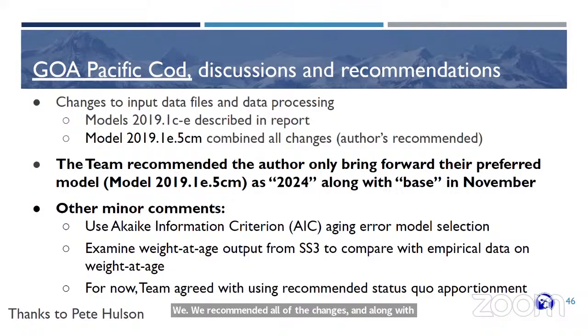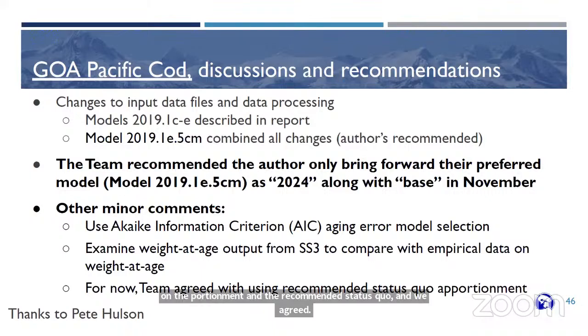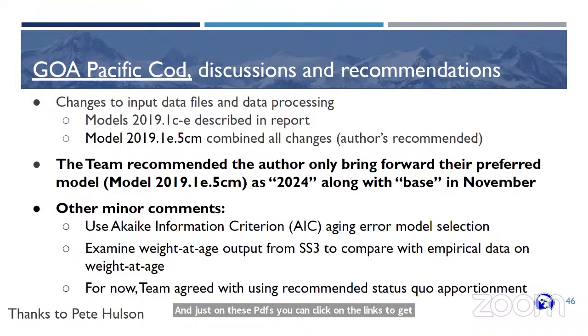There were some minor comments on looking at aging error, which you've already talked about, I think, too. And then I had a comment on looking at the weighted age output from stock synthesis to compare with the empirical data, just kind of as a gut check, because they're all tied to the growth function that gets used. And then as far as the apportionment, Pete had a presentation, and he recommended status quo, and we agreed. And just on these PDFs, you can click on the links to get to the original presentations on the underlined heading. Next slide, please.